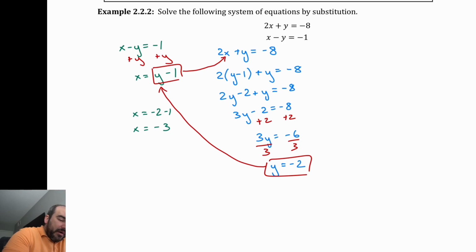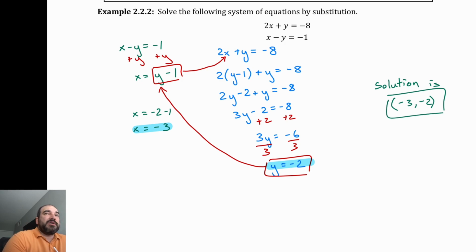And now that we have our x and our y, we can write our answer, which is the solution. It's going to be an ordered pair. It's going to be x comma y, so negative 3 comma negative 2. That's our answer to the question. Make sure you write it as an ordered pair, x comma y, because when we talk about a solution to a system, we're talking about what point satisfies both of those equations, and this is the form that we represent points in.